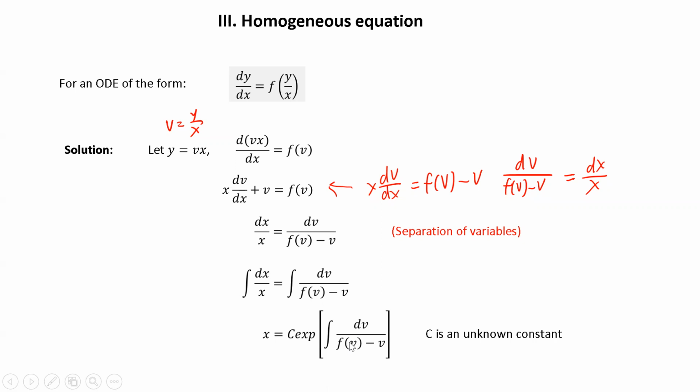There are a couple of things to remind you. Remember that when I integrate dx divided by x, it should be the log of the absolute value of x. Here I drop that, and I just let this unknown constant take care of the plus or minus sign. But now look at the right hand side.